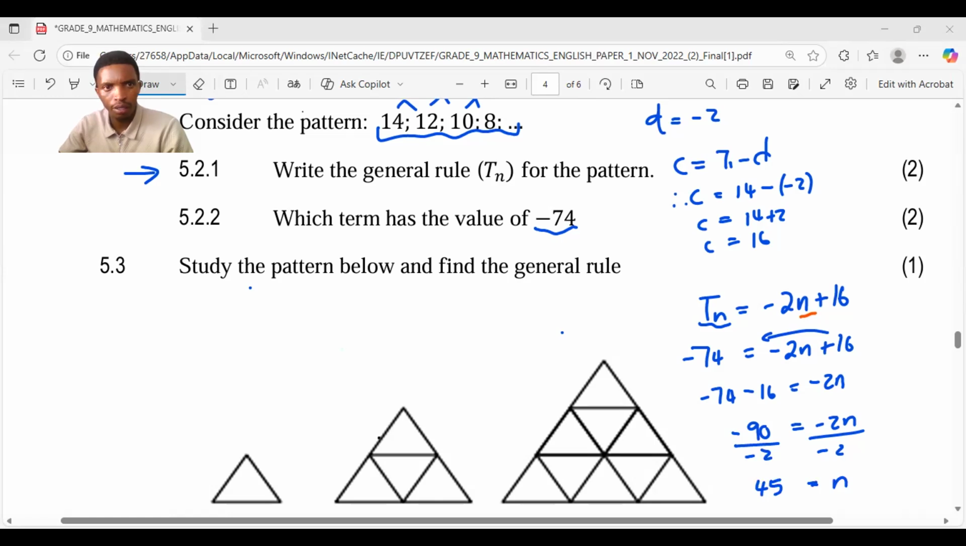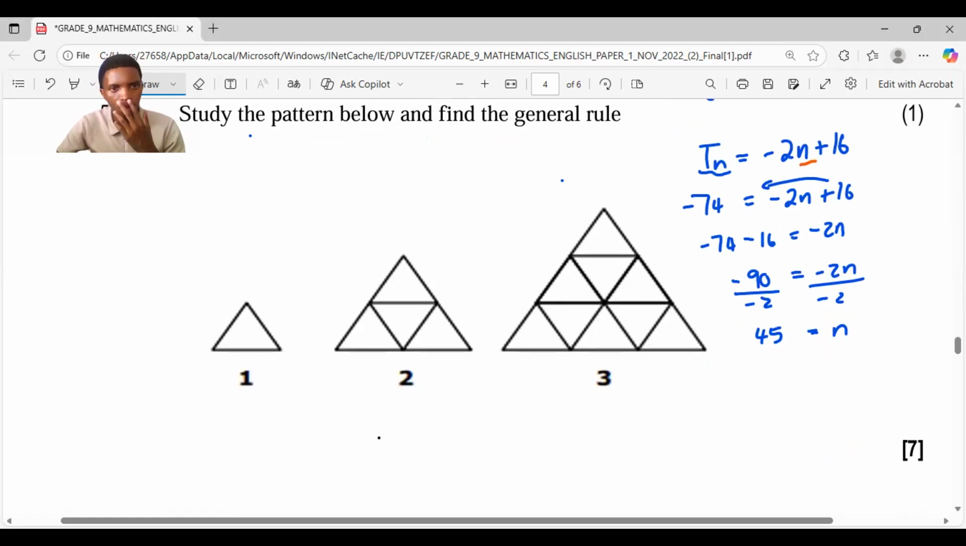And then here they're saying study the pattern below and find the general rule. So here we can tell we have one triangle. How many triangles do we have here? Is it 4? 1, 2, 3. Yes, so we have 4. Here we said 1, and then here we're going to have 1, 2, 3, 4, 5, 6, 7, 8, 9. 9, sir, yes.